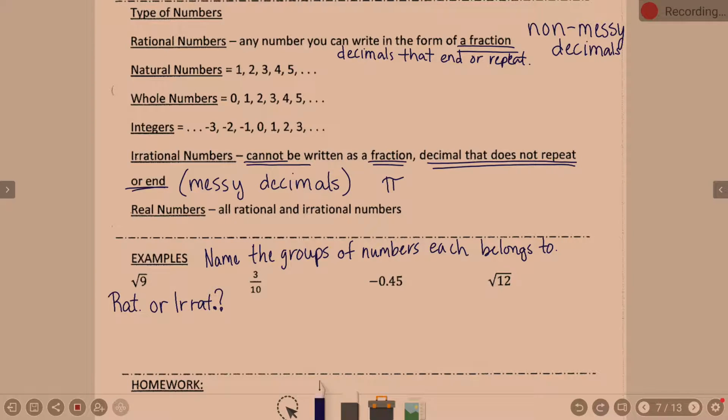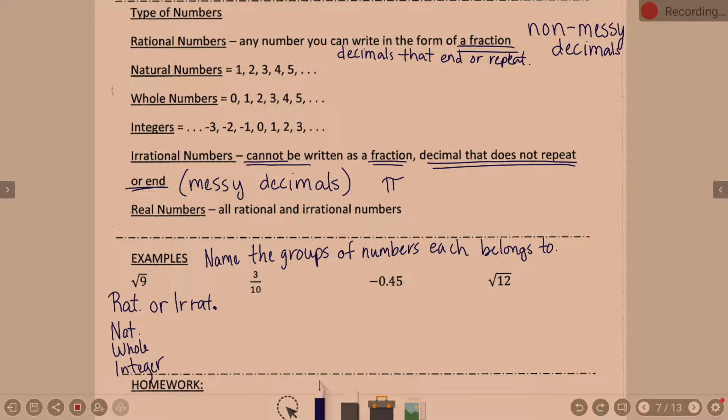I'm going to ask you if the number is rational or irrational. Actually, I'm going to take that question mark off. And then I'm going to ask you, is the number a natural number, a whole number, an integer? That's what I'm going to ask you. Okay? So, every number we talk about will either be rational or irrational.